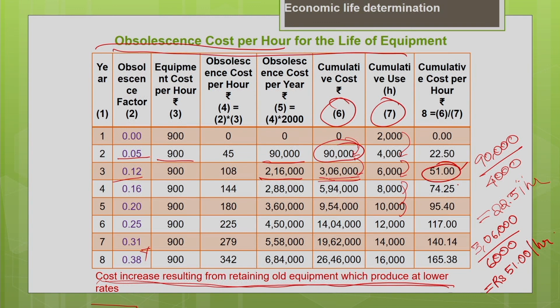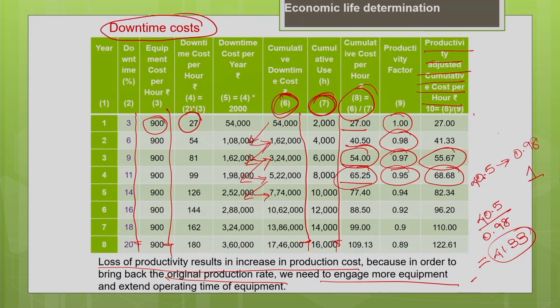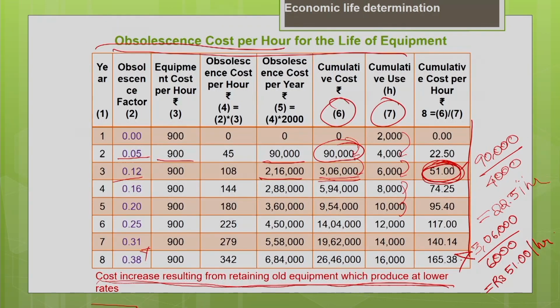It means this 51 rupees per hour reflects the obsolescence cost for the past 3 years. If you are going to hold your machine with you for 3 years, your obsolescence cost per hour for 3 years will be 51 rupees. So, that is what we mean on a cumulative basis. The same way, you calculate the cumulative cost per hour for the entire life of the machine. You can see that the obsolescence cost is increasing with time. Similarly, your downtime cost, in the earlier table, you can see it is increasing with the age of the machine.